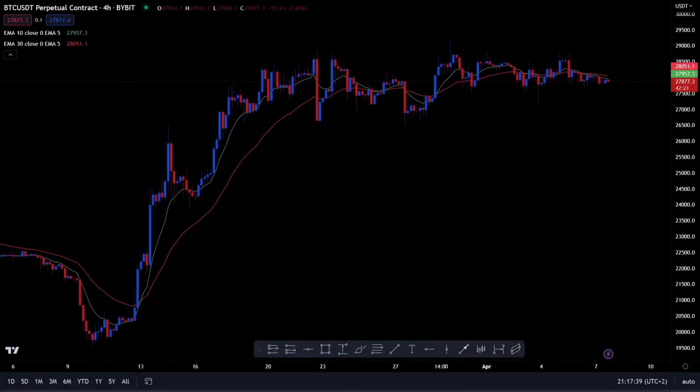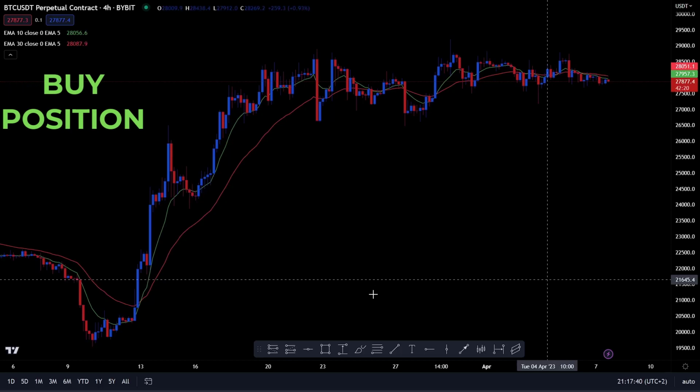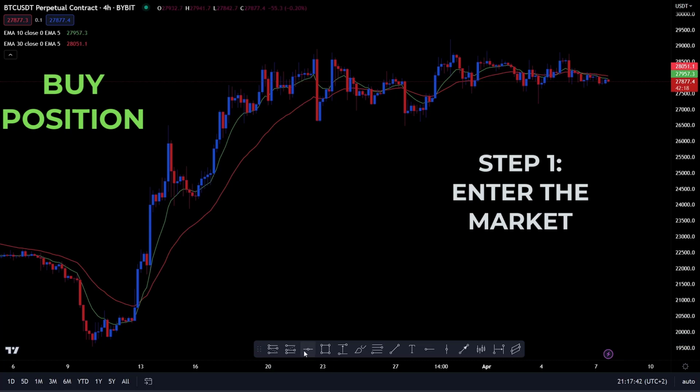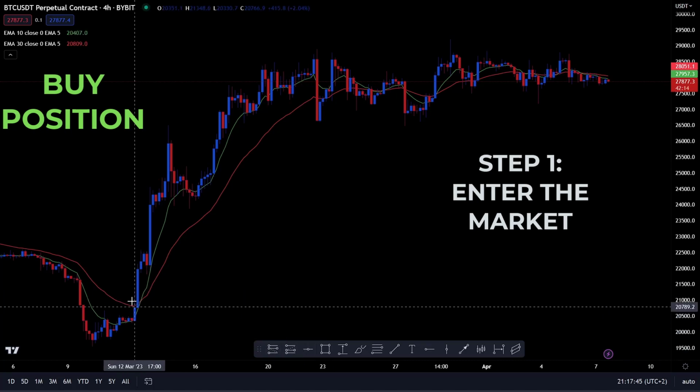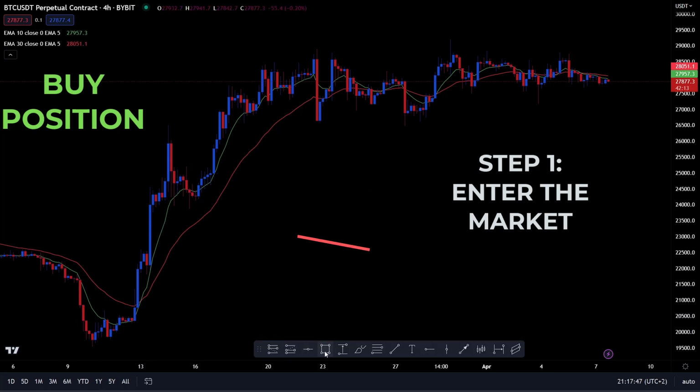We will start by taking an example of a buying position. To make a good trade, it is important to keep 3 important steps in mind. Step 1. Enter the market. Look for crossovers of the red line and the green line. More specifically, the green line has to cross over the red line in an upper manner. As soon as this happens, we can enter the market and take a buy position.